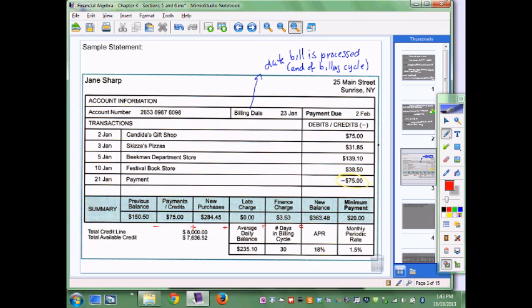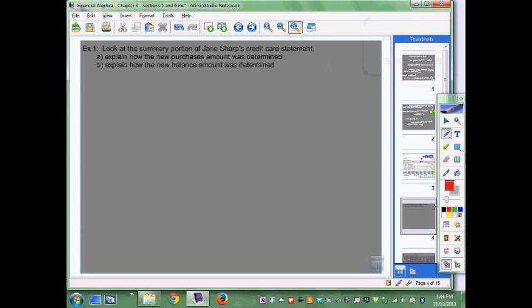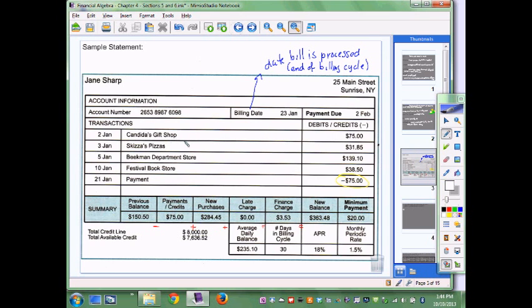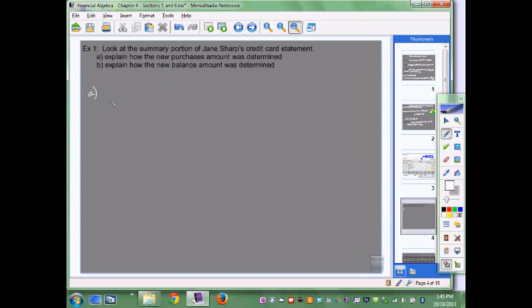Section. Okay, so we're looking at her summary. And we're going to explain how the new purchases amount was determined. Well, I kind of already did that. We took the purchases. We've got gift shop, pizza, department store, and bookstore. So they added up all of the purchases, and there were 4.